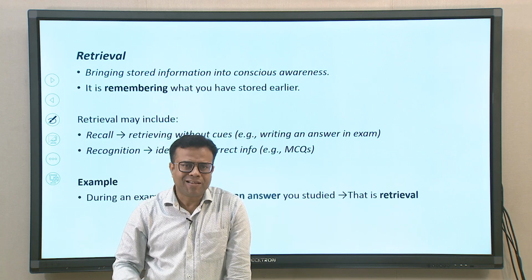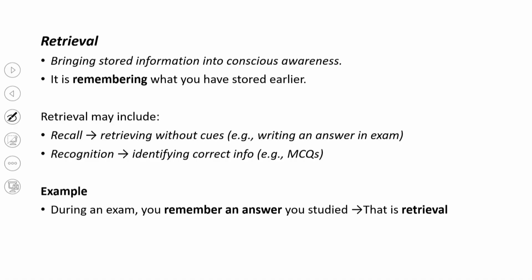The third aspect of memory is retrieval. If something is stored, you should also be able to use it whenever necessary. If it is stored and you are not able to retrieve it, then it is of no use. Many times it can happen that a lot of things are stored, but you are not able to retrieve them whenever it is necessary. Retrieving means you are able to bring back whatever is stored in your brain. So, retrieval means bringing stored information into conscious awareness. It is remembering what you have stored earlier.